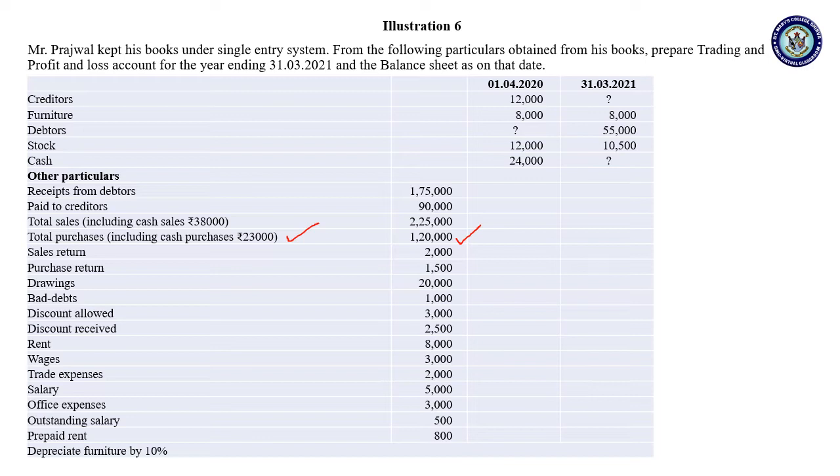Next, sales return. It is a repeated point. Sales return is written on the credit side of the debtors account. So the journal entry will be sales return account debit to debtors account. Purchase return is the opposite. In the creditors account, you have to write on the debit side. So creditors account debit to purchase return.